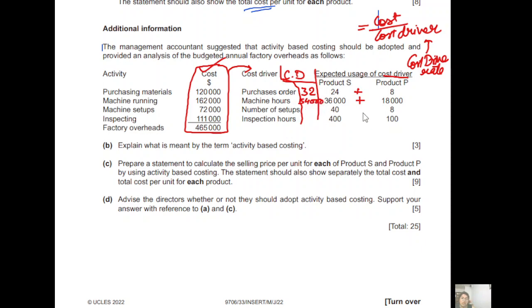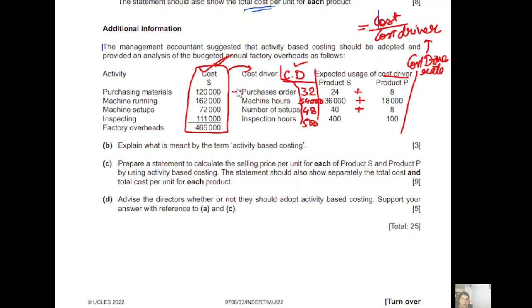Then number of setups 40 plus 8, 48. Then inspection hours 400 plus 100, 500. So now cost is in front of you, cost driver is in front of you. What do you need to calculate? Cost driver rate. So how are you going to calculate?